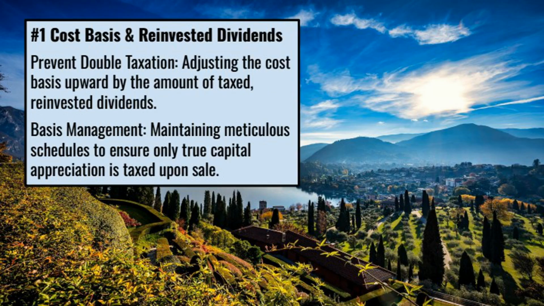Number 1. Cost basis adjustments for reinvested dividends. One of the most pervasive hidden errors occurs when investors fail to account for reinvested dividends in their cost basis. When mutual funds or stocks automatically purchase additional shares using dividend income, that income has already been taxed in the year it was received. If a taxpayer sells these assets and only uses the original purchase price as the basis, they are effectively paying taxes on those dividends a second time.